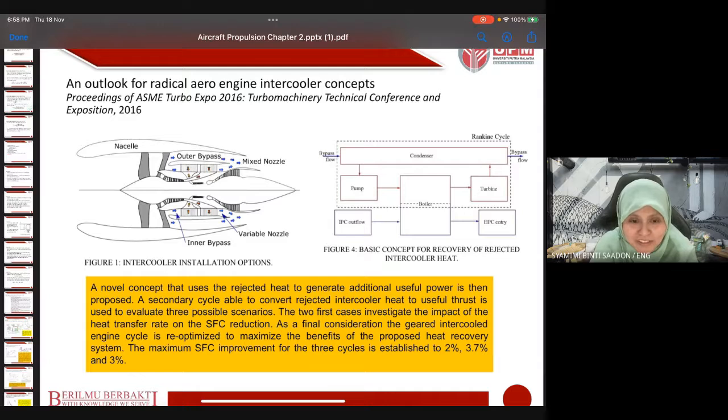But from the findings of this paper, from this assessment, as a final consideration, the geared intercooled engine cycle is re-optimized to maximize the benefits of the proposed heat recovery system, and the maximum SFC improvement for the three cycles by using this intercooler concept is around 2% to 3% improvement in specific fuel consumption. So that is by using the intercooler.